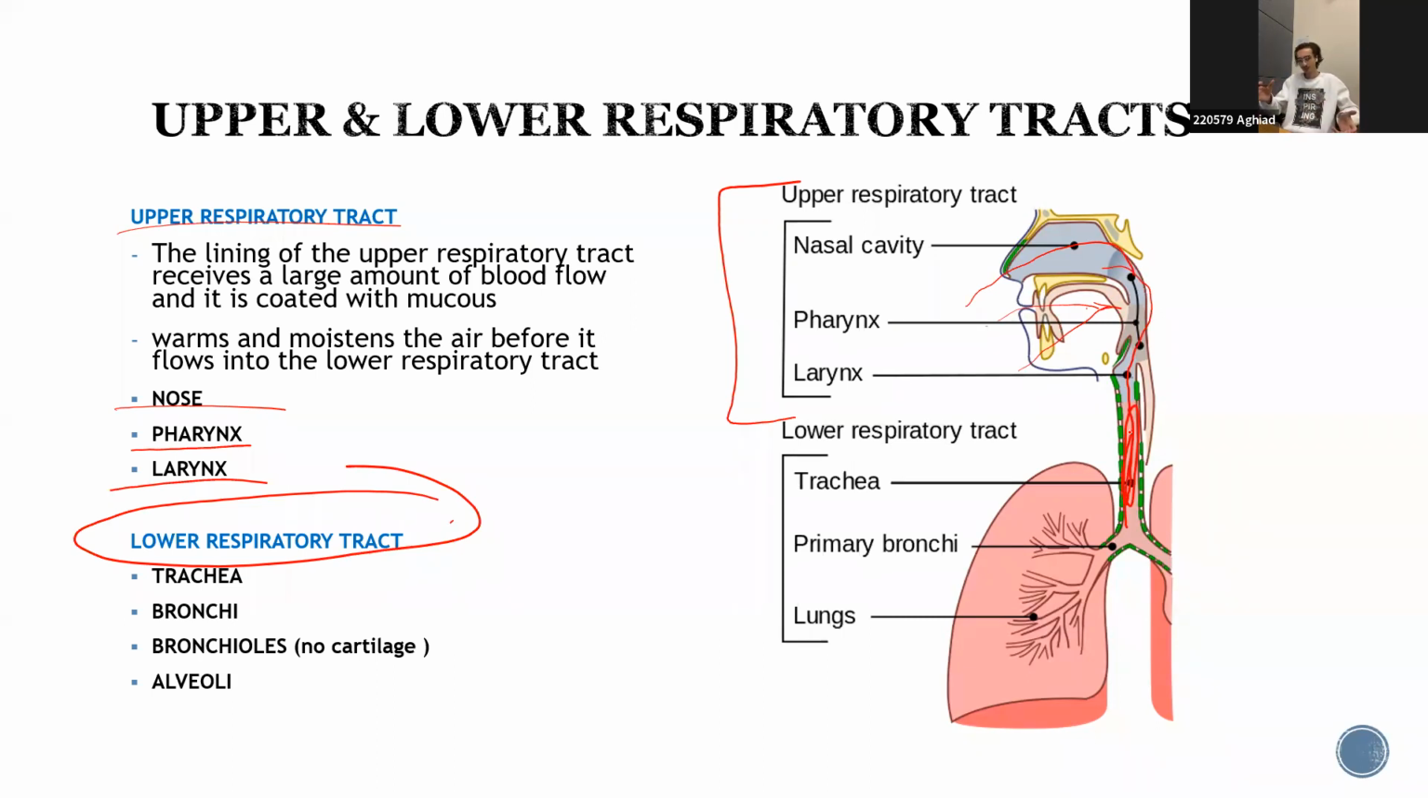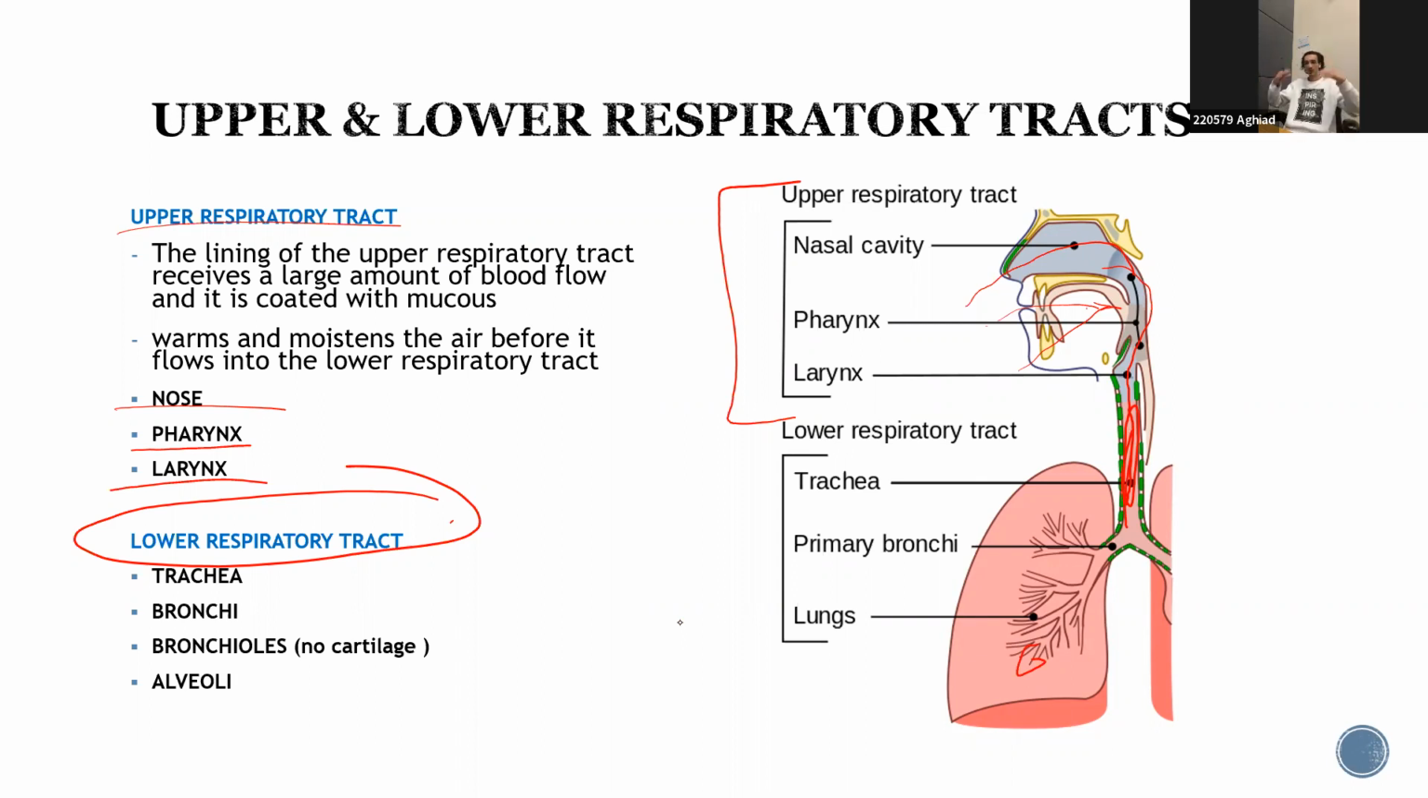But we'll give you an overview of them so you can better understand the physiological functions of the body and the respiratory system. Okay, and then the smallest being the alveoli. So again, upper: nose, pharynx, larynx, function is to moisten and warm the air up.